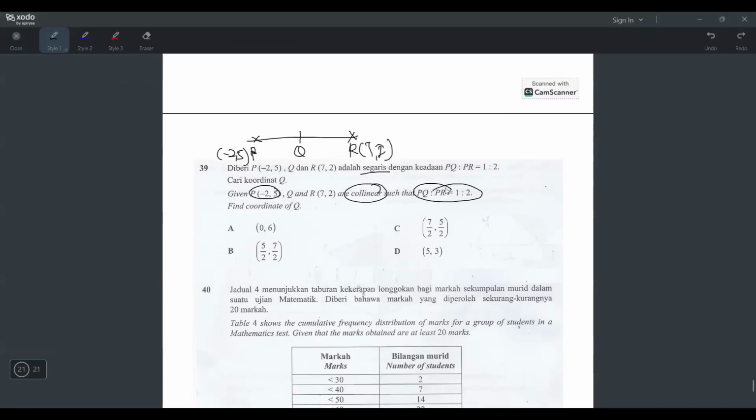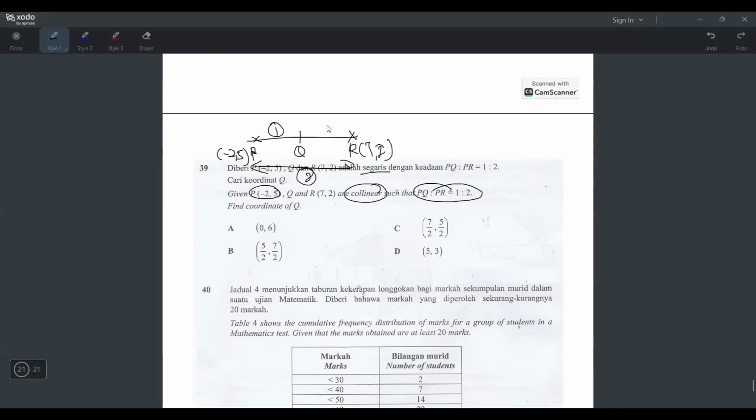Okay, and then they say collinear and they give you ratio. PQ punya ratio is 1. So label it, but you have to circle. When you label ratio, you have to circle. And then PR ratio is 2. Okay, please don't write 2 here. This is not PR, this is QR. So PR is actually the whole line, ratio 2.